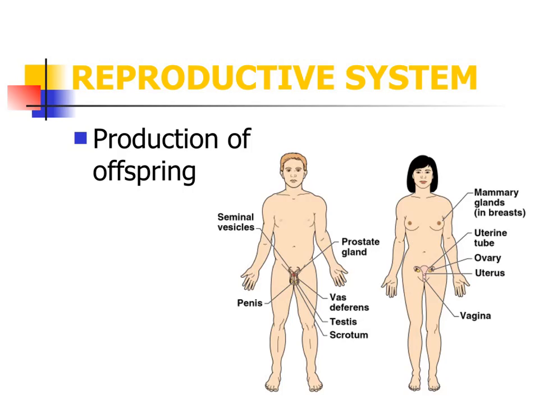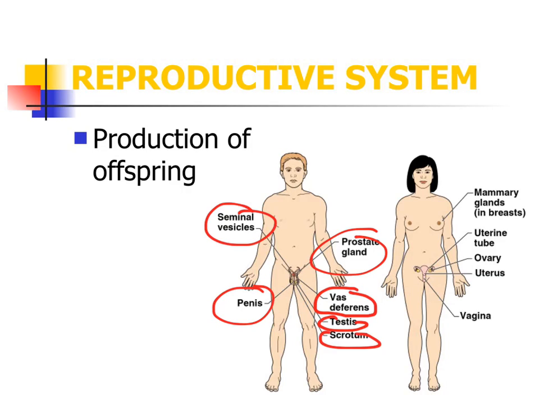The reproductive system, obviously, has two different versions. There is the male reproductive system, which is different from the female reproductive system, but the major function of both is the production of offspring. The organs of the male reproductive system are the seminal vesicle, the penis, the prostate gland, the vas deferens, the testes, and the scrotum. In the female reproductive system, you have the mammary glands, the uterine tube, the ovary, the uterus, and the vagina.